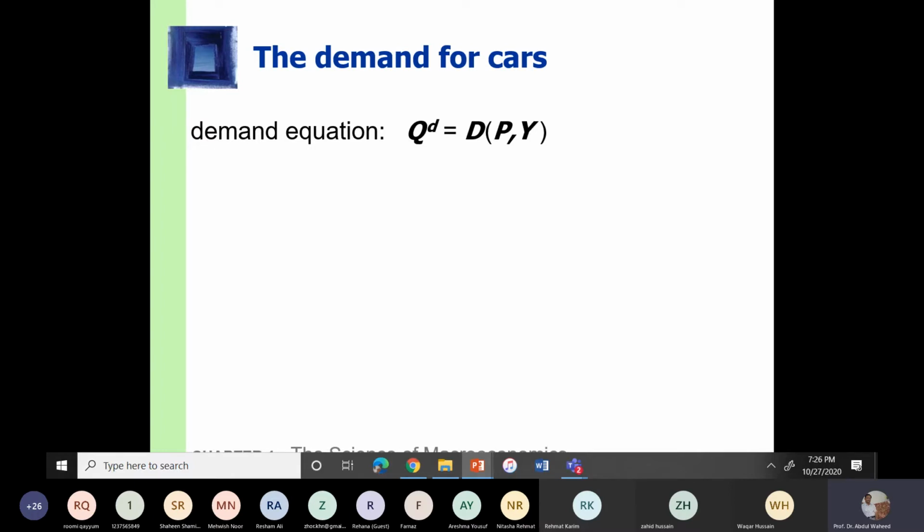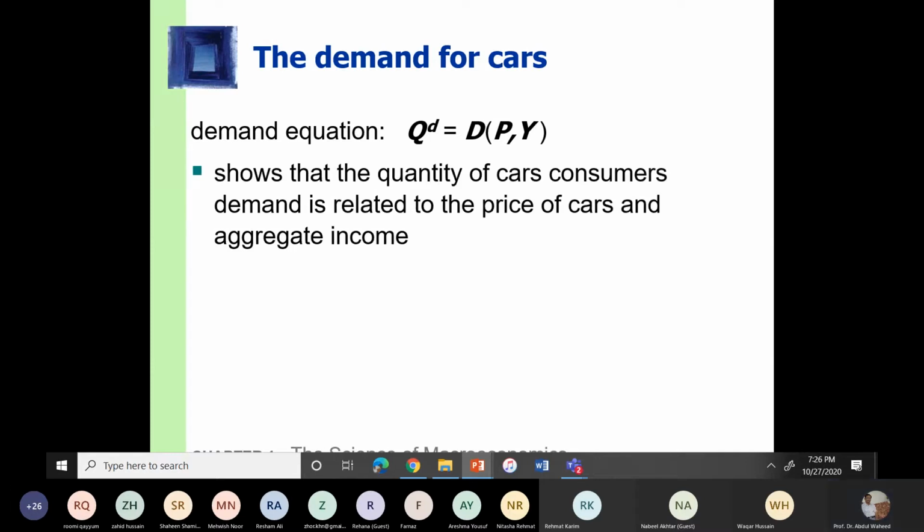And what about the relationship between aggregate income and demand for new cars? There would be a direct relationship, a positive relationship. When aggregate income increases, there will be more demand for new cars. It shows that the quantity of cars consumers demand is related to the price of cars and aggregate income.